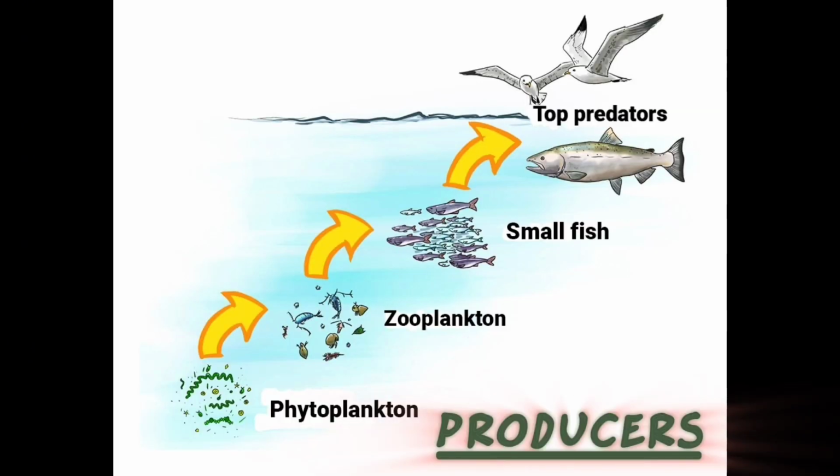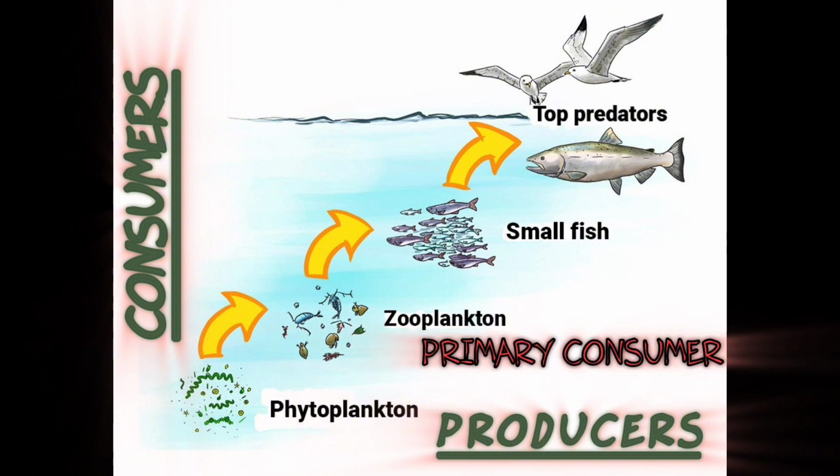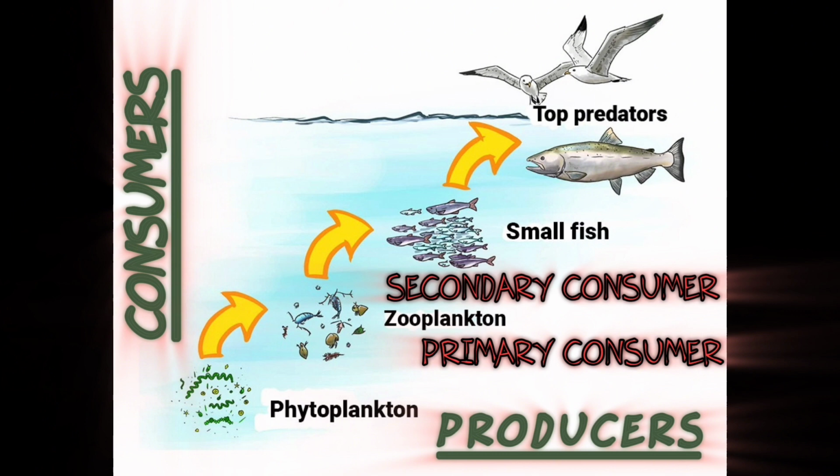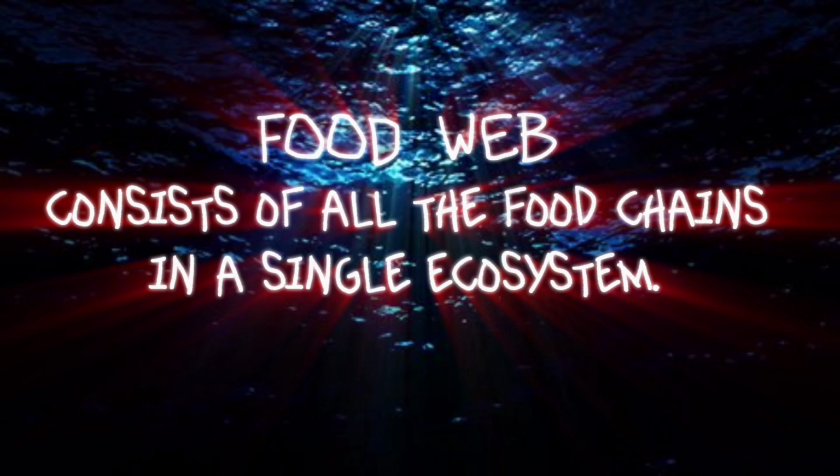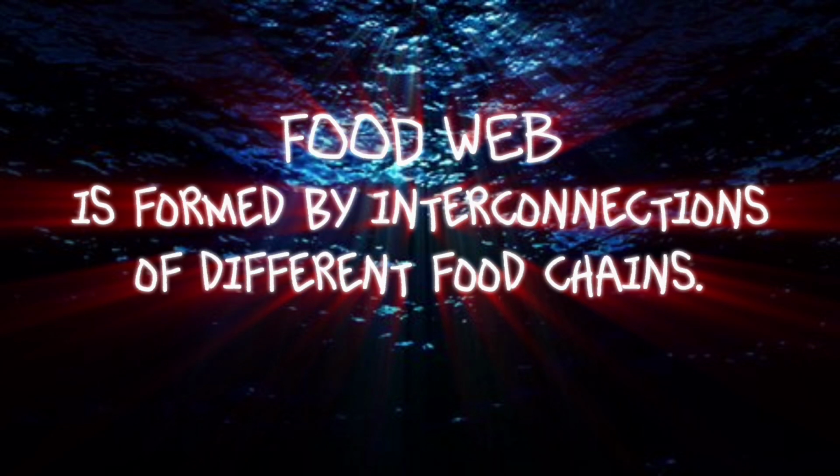For example, the phytoplankton takes energy from the sun, then is eaten by the zooplankton, the first consumer, then eaten by the small fish, the second consumer, and then the top predator. Balancing of a food chain is a food web that consists of all organisms in a single ecosystem. A food web is formed by interconnections of different species in a food chain.